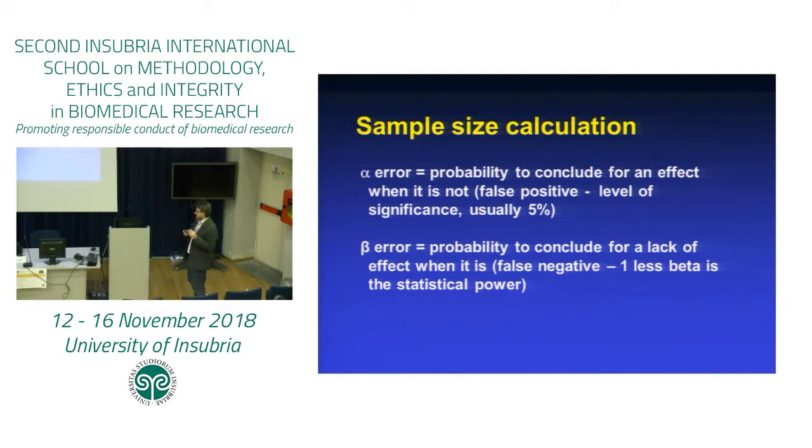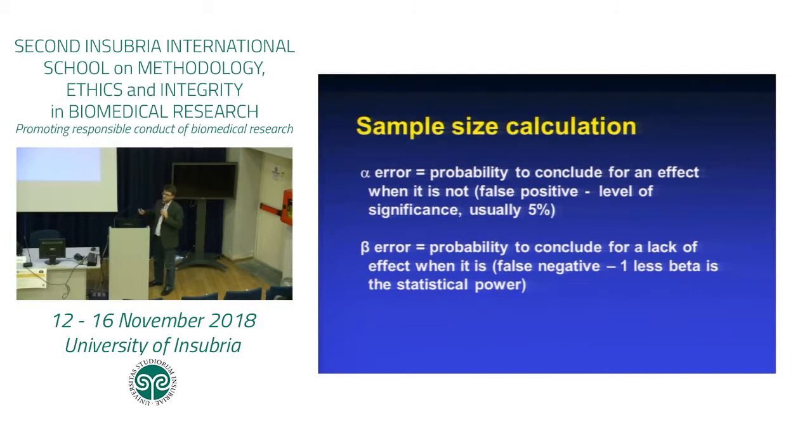Usually, the drug agencies, FDA, EMA, and so on, should approve a drug when there are two studies with a 5% probability of saying there is an effect when it's not there. That is too much to accept a new drug intervention. Beta error is the probability of concluding a lack of effect when it is a false negative. One minus beta is the statistical power of the study.